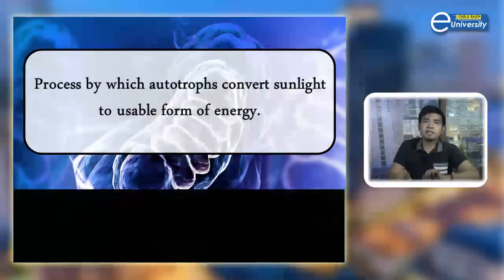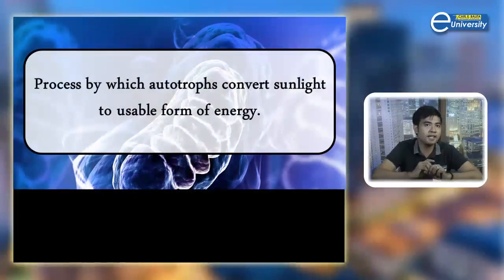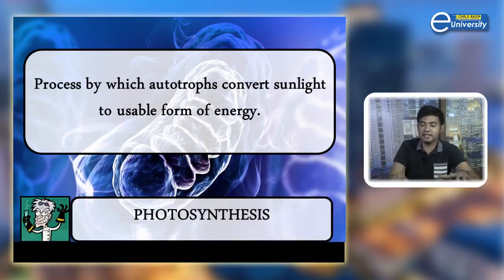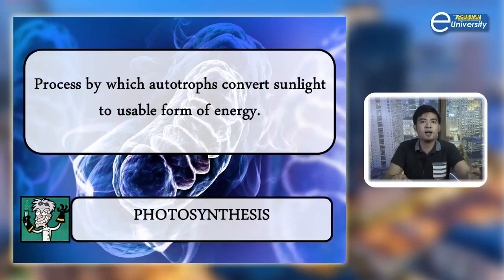How about this one? It is the process by which autotrophs convert sunlight into usable form of energy. So this process is also a form of anabolism because it produces glucose. What do you call this process? Correct. This process is called photosynthesis, which is the opposite of cellular respiration.